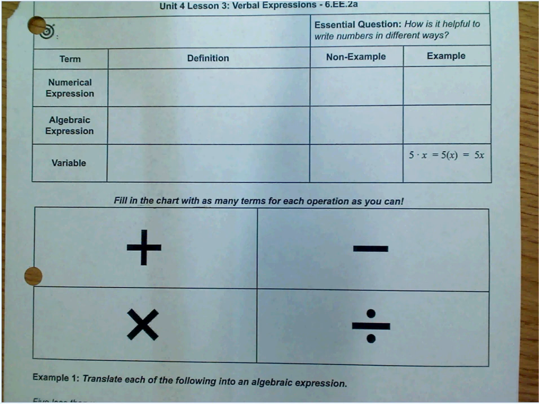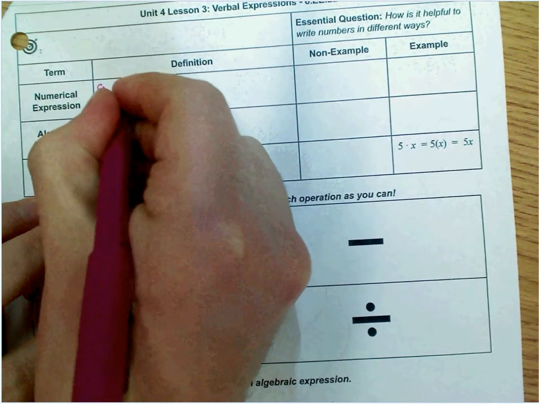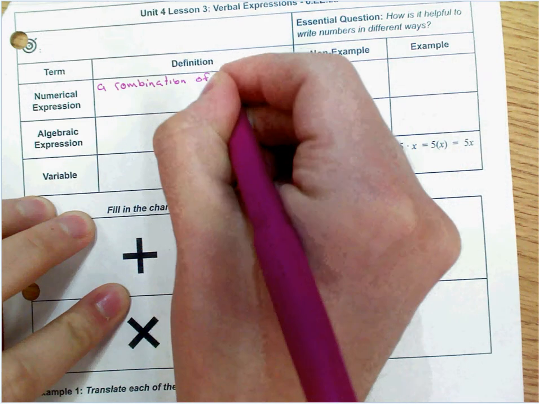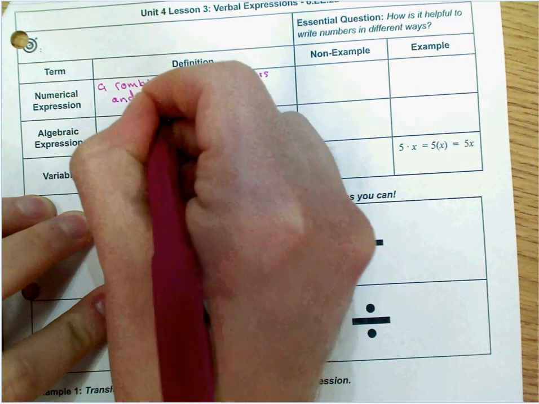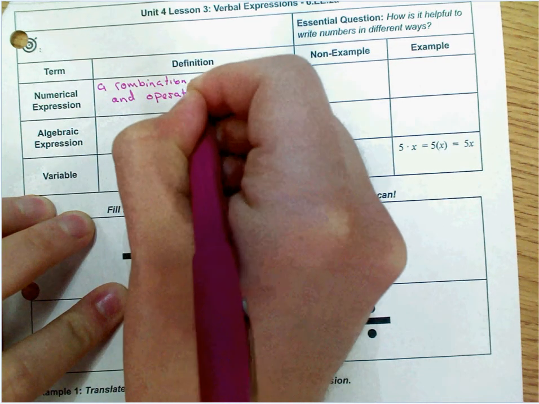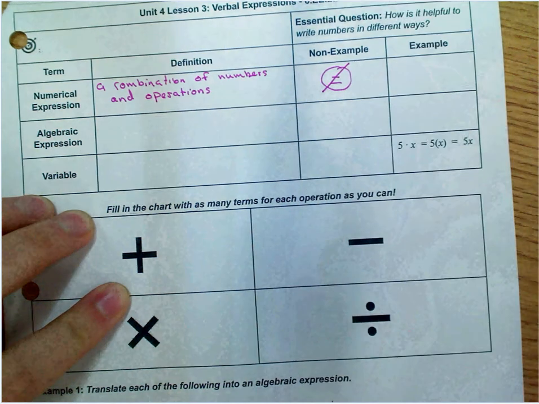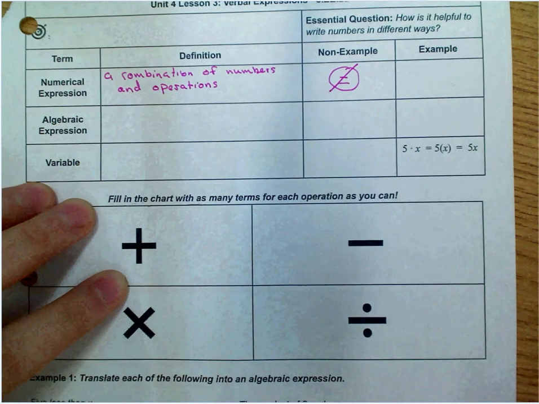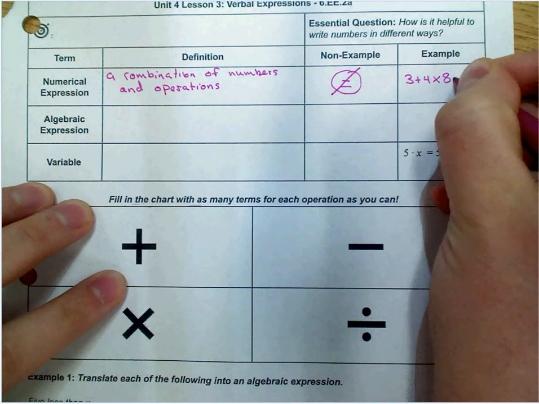Okay? So for today, remember, when I write, you write. We have our vocabulary term numerical expression. It's a combination of numbers and operations. The biggest thing to remember is that there is no equal sign. Remember, at any time, if you need to pause this video in order to fill in your notes, please do that. An example would be 3 plus 4 times 8 minus 6.